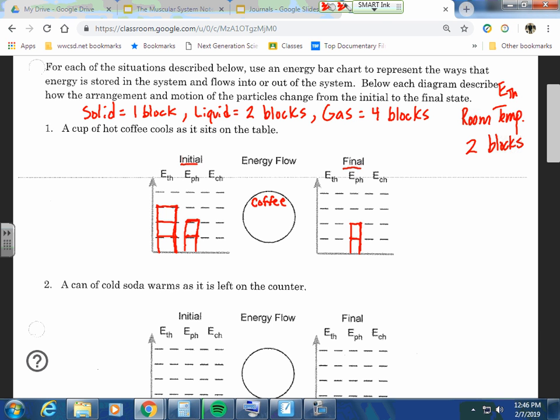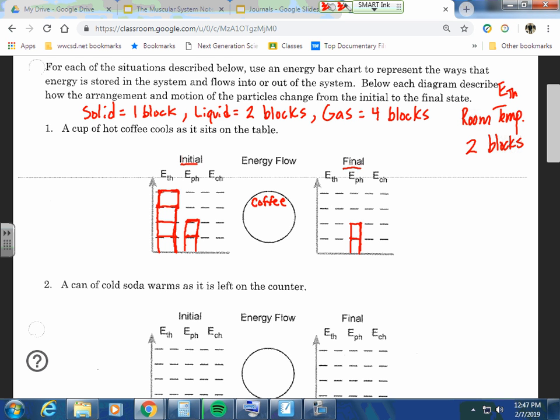Would you guys have a problem if I changed the thermal energy in the first one to 4 blocks? Can we do it, or would it mess you up? All we gotta do is just add another box, right? I'm sorry, guys. I know. I should have been more prepared. Just made you guys write a whole other block up there.